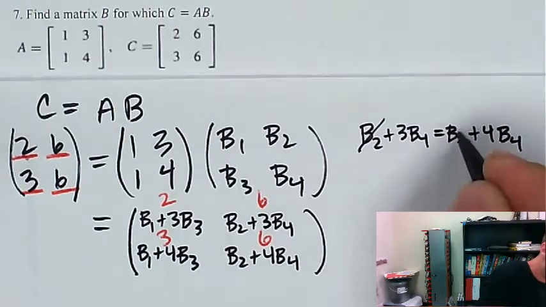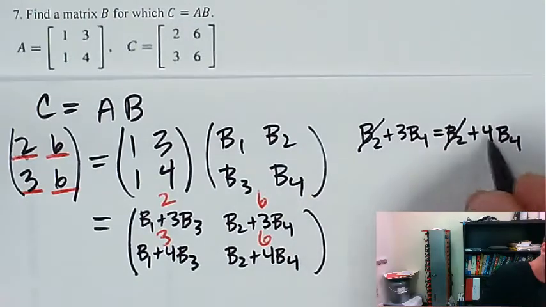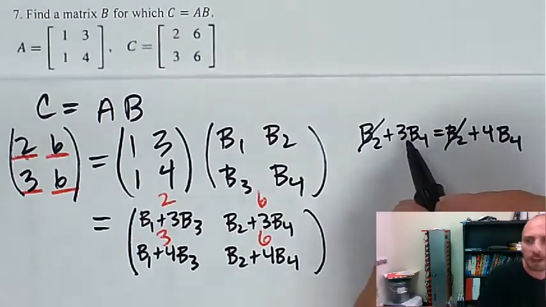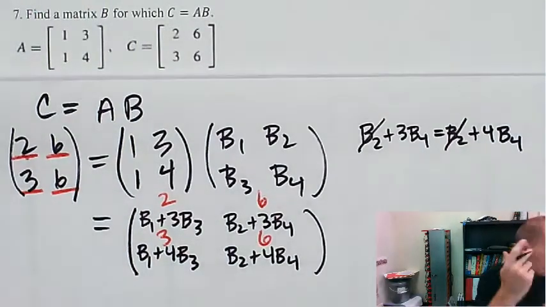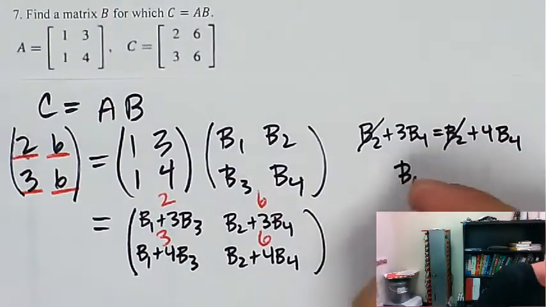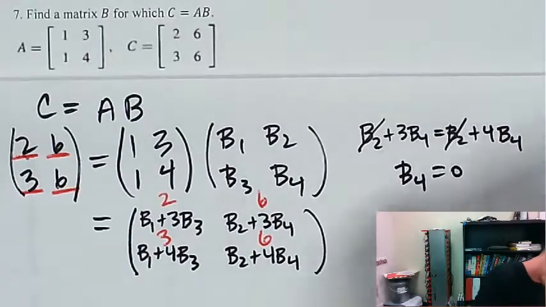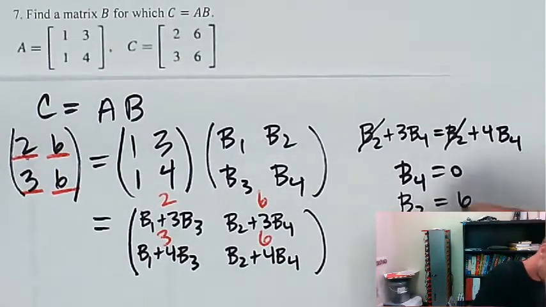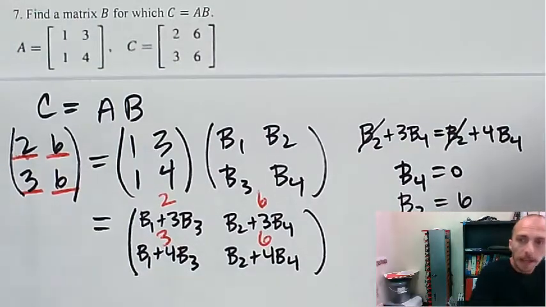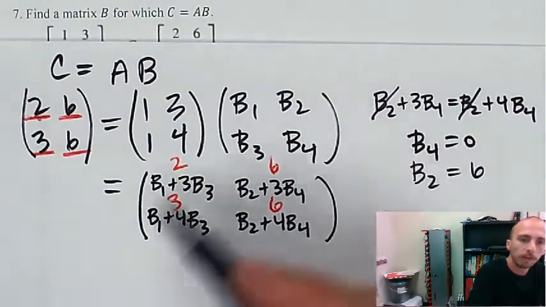So I'm going to subtract B2 from both sides. I'm going to get 3B4 is equal to 4 times B4. And the only way you can take a number and multiply it by 3 and have it be the same as taking that number and multiplying it by 4 is if that number is 0. So I'm just going to conclude that B4 is 0. And then, well, B2 is 6. Okay. And then we can do some work to find the other ones.